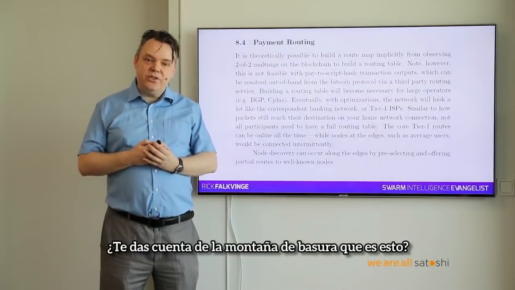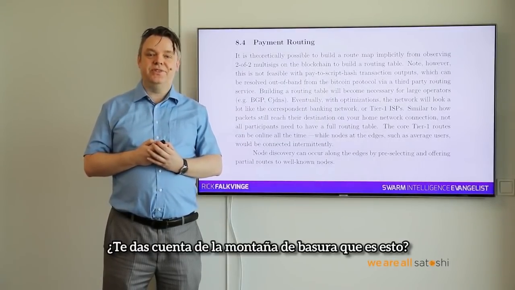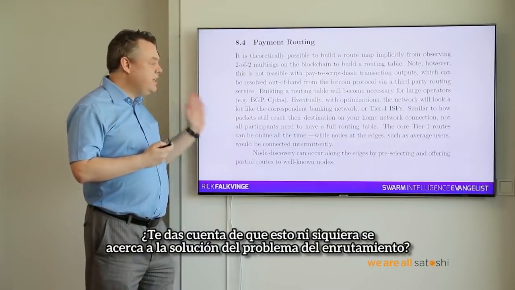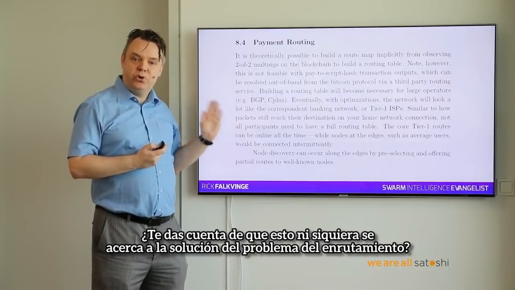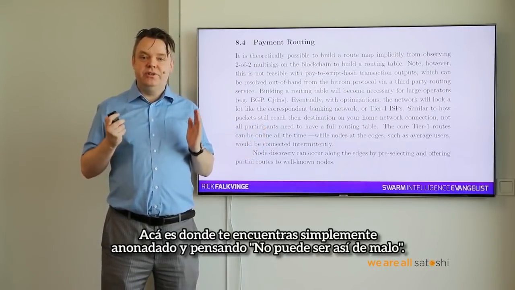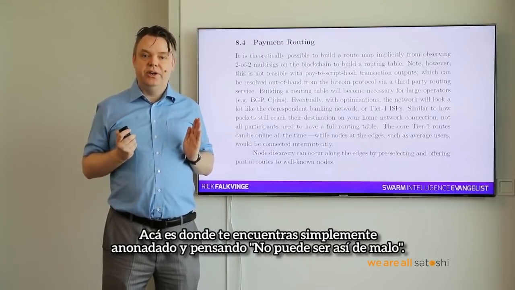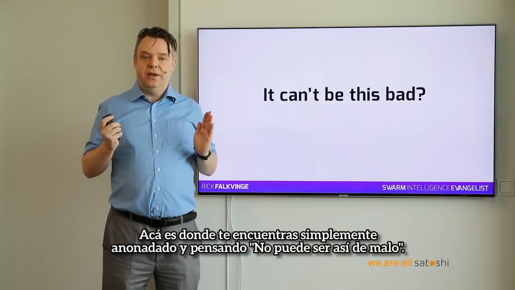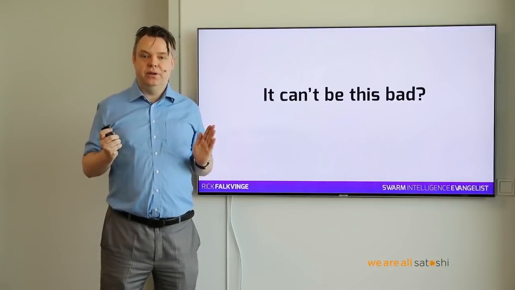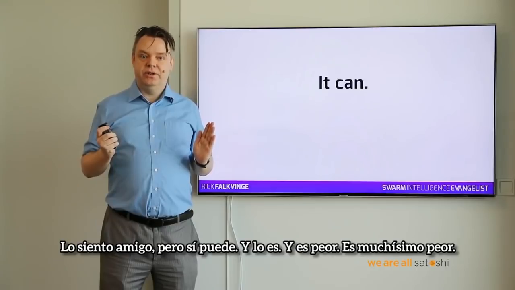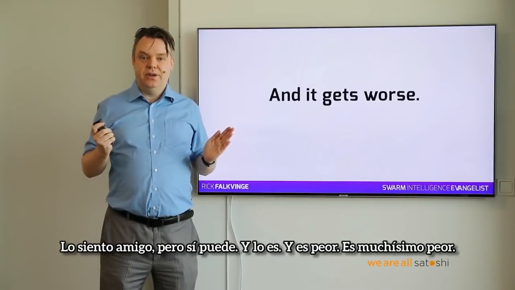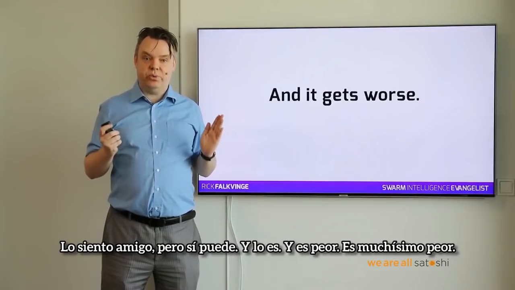Do you realize what a crock of shit this is? Do you realize that this doesn't even go into solving the problem of routing? This is when you're just dumbstruck and thinking, it cannot possibly be this bad. I'm sorry, but it can. And it is. And it's even worse. It's far worse.